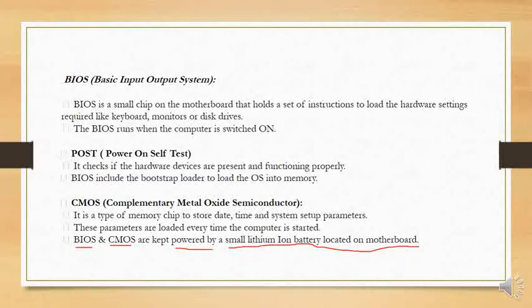There is one lithium ion battery situated on the motherboard that is used to supply some power to the BIOS and CMOS chip. BIOS is an input output chip, a small chip, and CMOS is a memory chip. BIOS stores the set of instructions which are necessary for setting the hardware devices, and CMOS is a memory chip which stores the system setup parameters such as date, time, and other setups such as volume and all. Is it clear?